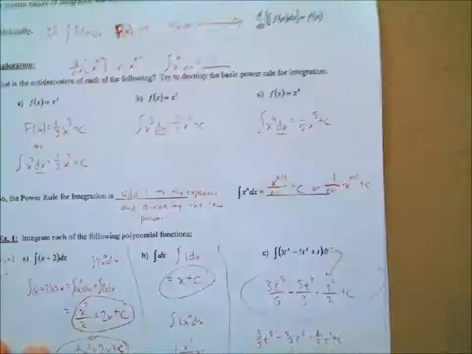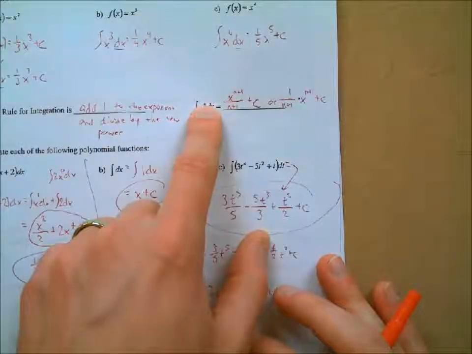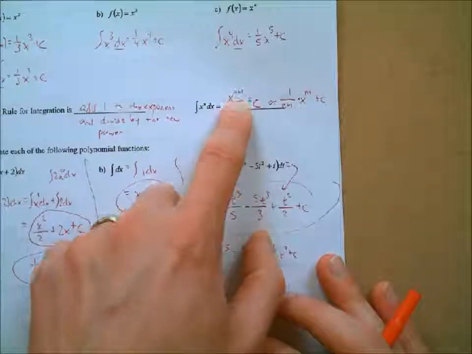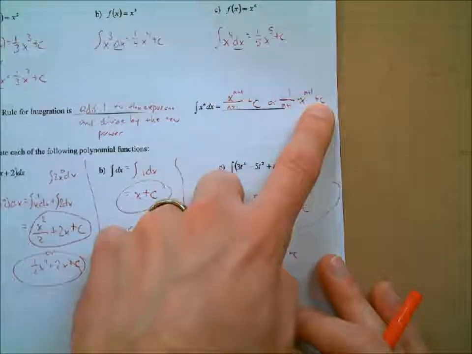We came up with a general power rule here, where if we integrate x to the n power, then it becomes x to the n plus 1 over n plus 1 plus c, or you can do 1 over n plus 1 times x to the n plus 1 plus c, however you want to describe it. We did some examples.